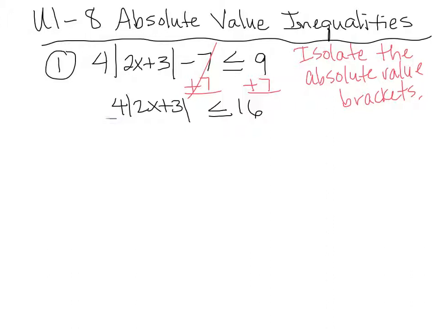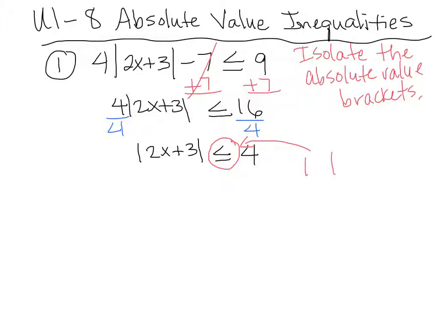Then we divide by that 4, right? You get rid of that multiplier second. And we now have just the absolute value of 2x plus 3 is less than or equal to 4. 16 divided by 4 is 4. Now this is the step where we take a look at this symbol here. If our absolute value brackets are isolated and they are less than or equal to some number, then this is the and category.